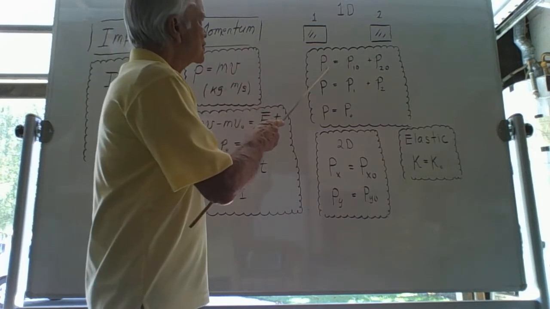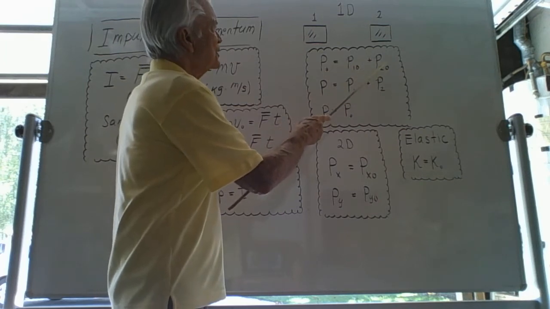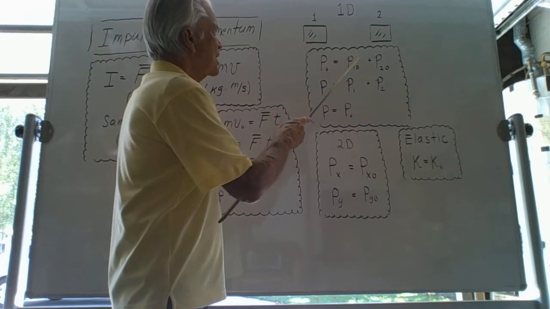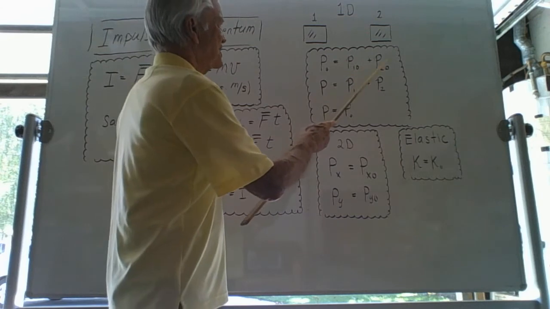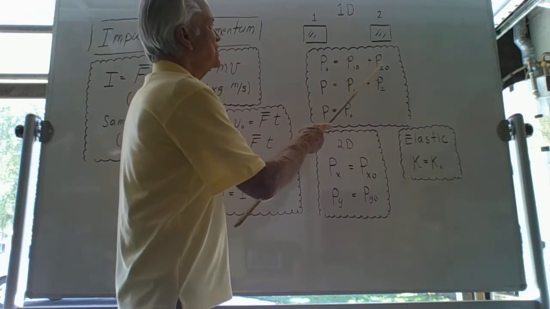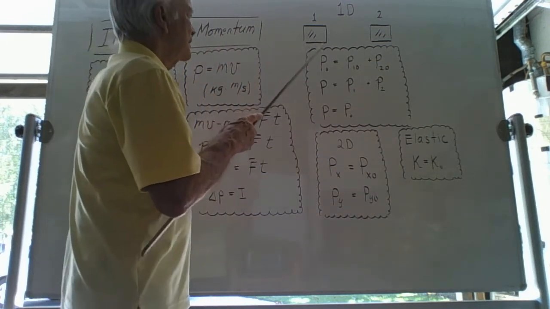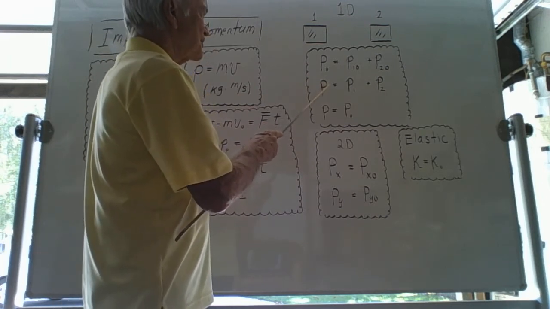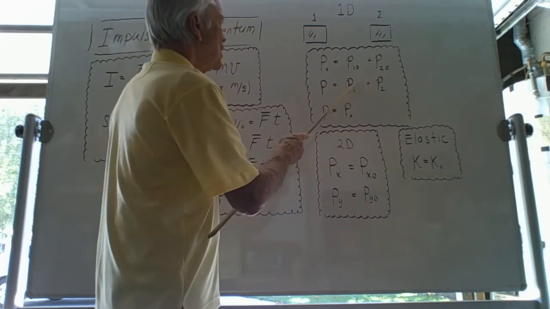The initial total momentum, P naught, is a sum of the two initial momentums. For object 1, P1 naught, object 2, P2 naught. That's not a 10 and that's not a 20. It's P1, initial value naught, P2 naught. Well, the total momentum after the event, after the collision, is the sum of the two separate momentums, P1 and P2.